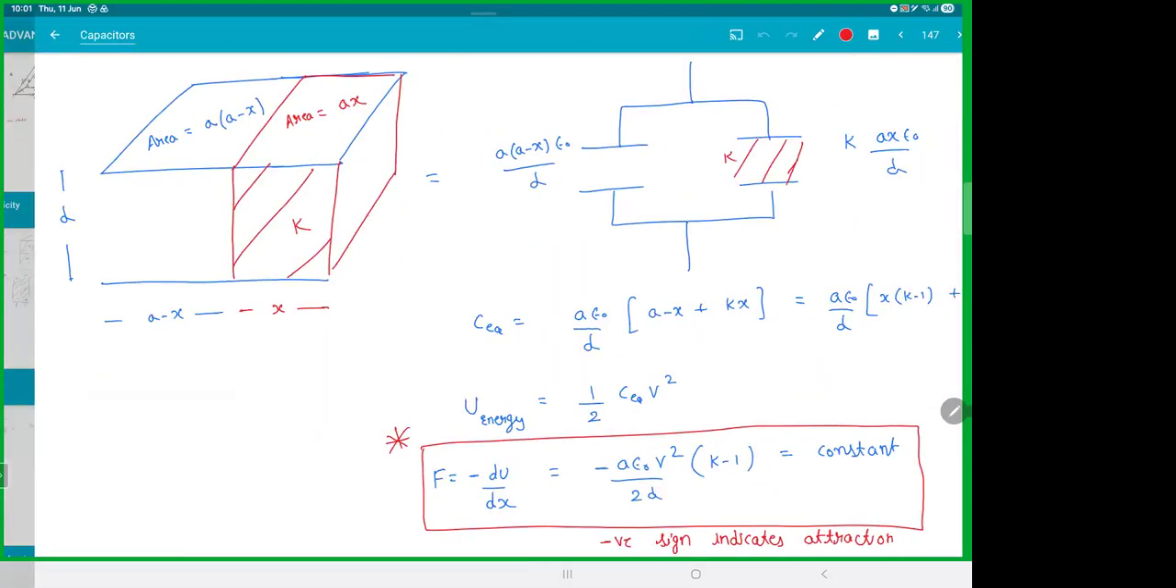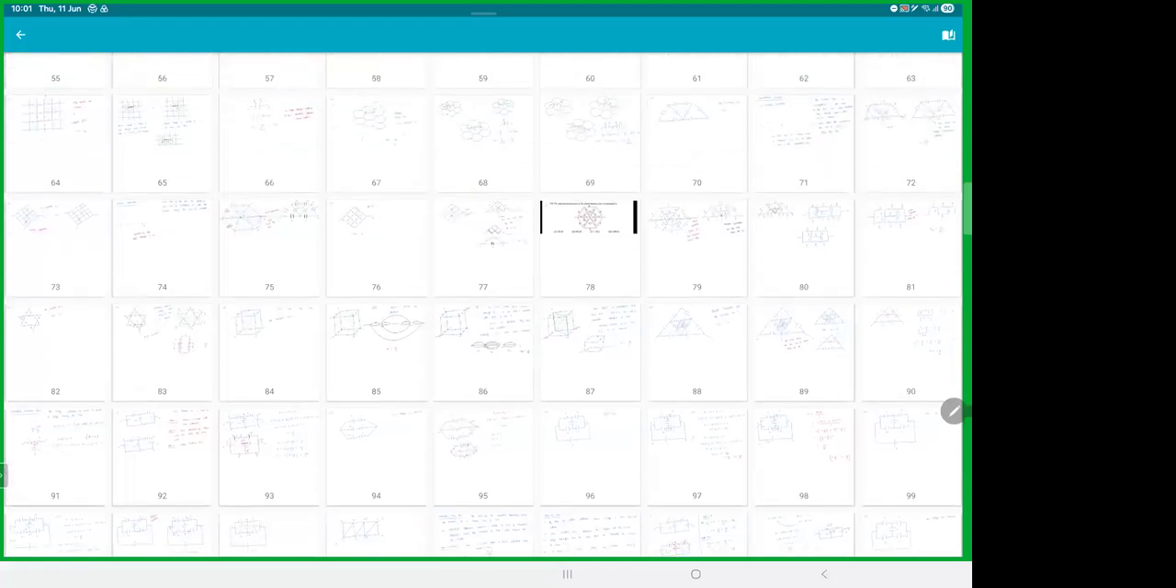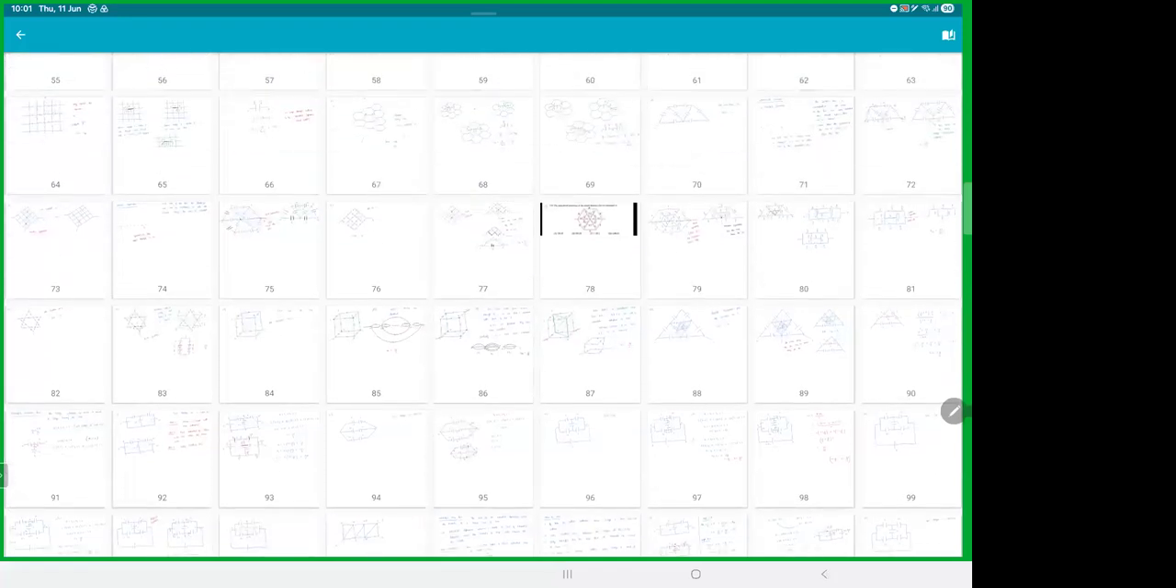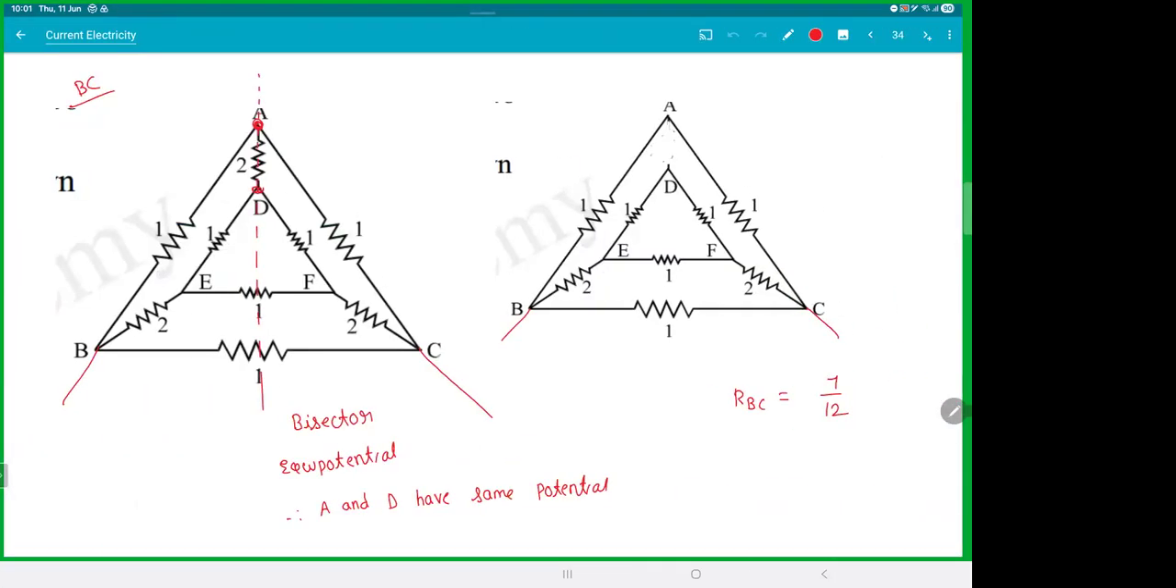Okay, this thing, once revise this, everyone. Symmetries, we did it here. Yeah. Symmetrical circuit bisector. It was written here. All nodes on the same line have the same potential. The bisector line is equipotential. So because those all are midpoints, you'll have half of the potential, V by 2. All got this?